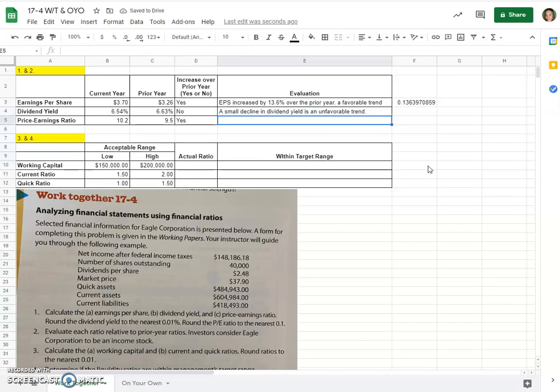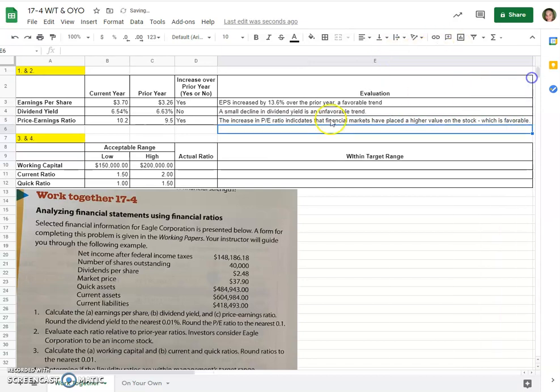And how about price earnings ratio? So we know that having a higher PE ratio is better and indicates that our financial markets are valuing the stock better, I guess. So let's just say the increase in the PE ratio indicates that financial markets have placed a higher value on the stock, which is favorable. We want that.